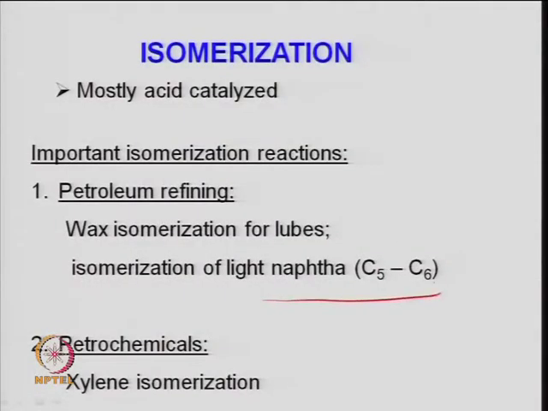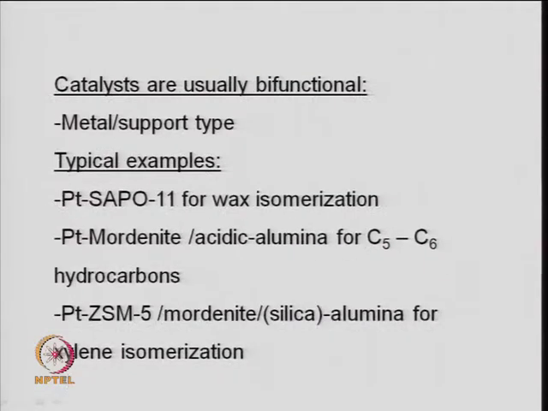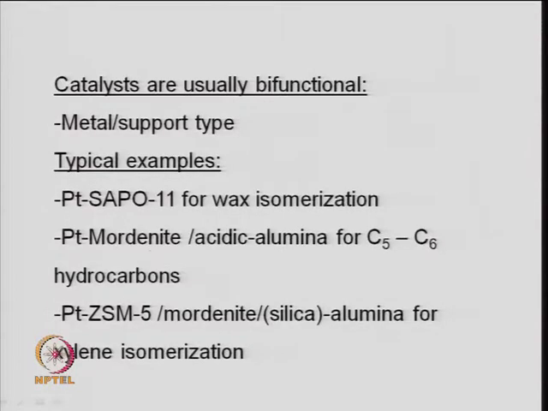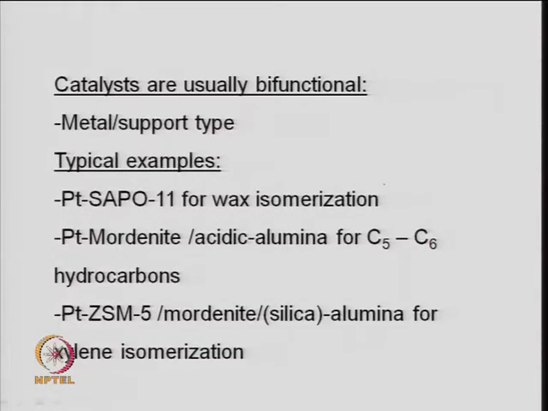Light naphtha isomerization is done to improve the octane number. In petrochemicals, para-xylene is important, so isomerization is done to get more and more para-xylene. Here the catalysts are platinum, which is the metal part, on SAPO, a kind of silica alumina phosphate, which I was talking about with the zeolite type catalysts. The same goes for platinum mordenite catalyst and acidic alumina catalyst; these are used in these reactions. Platinum ZSM-5 catalyst on mordenite silica. All these catalysts are used for the process.